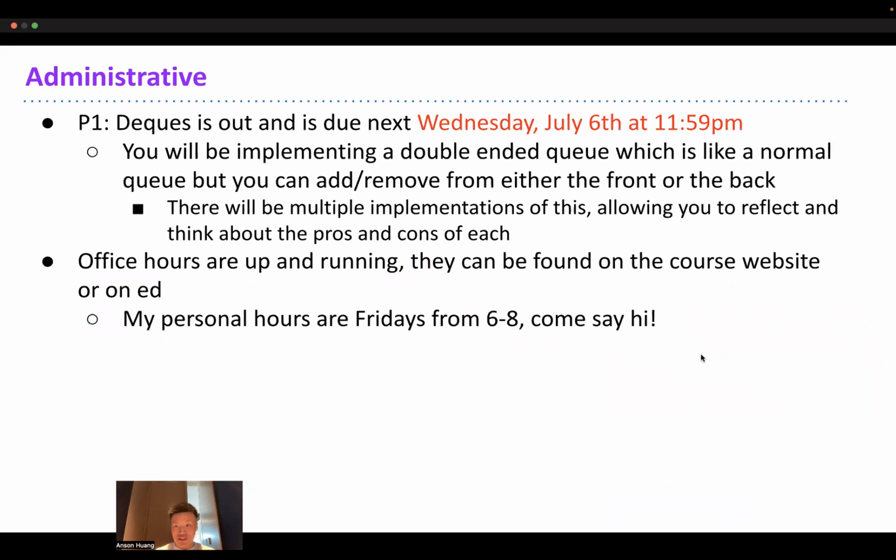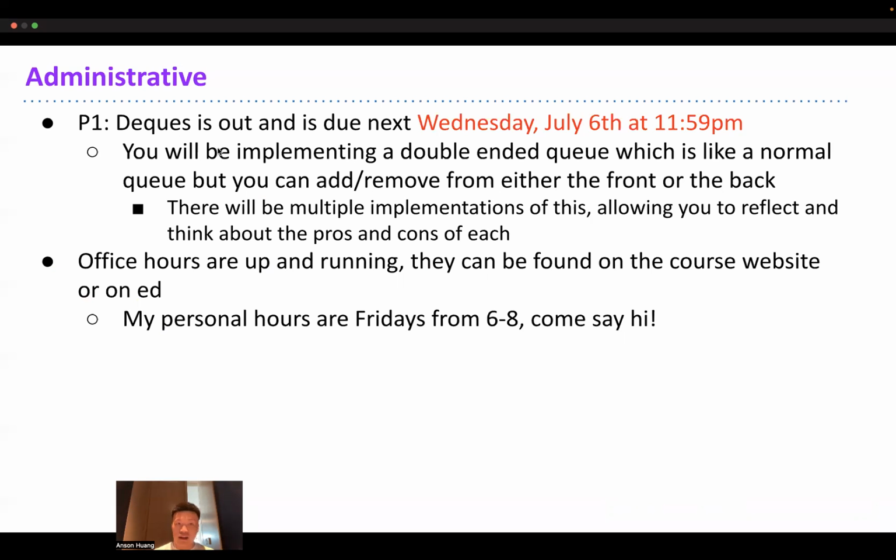But cool. Let's first go over some administrivia. So P1 Deck is out. It's going to be due next Wednesday, July 6th at 11:59 p.m. And again, you can have partners for all the projects in this class except P0, but that was already due. So going forward, feel free to establish your groups. I think you can have groups of up to around 3 people, I believe.